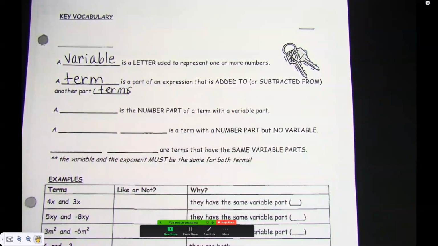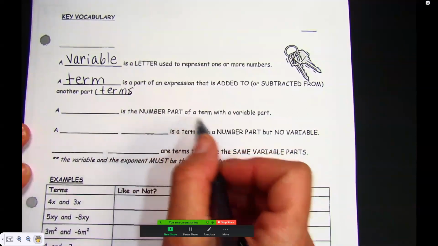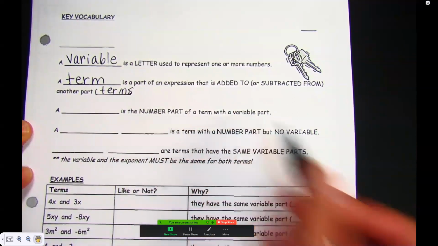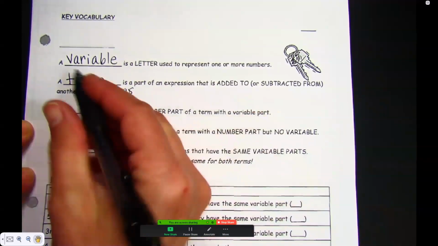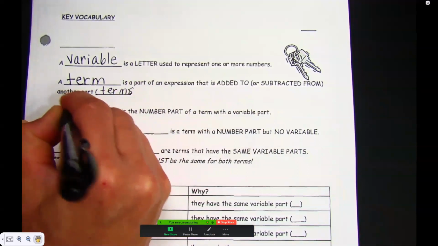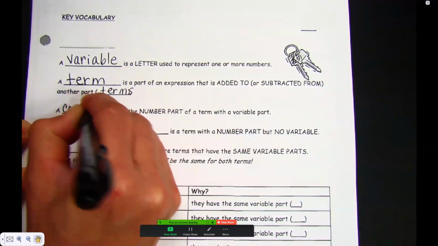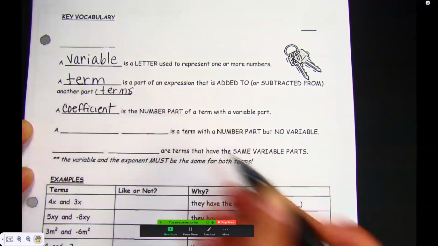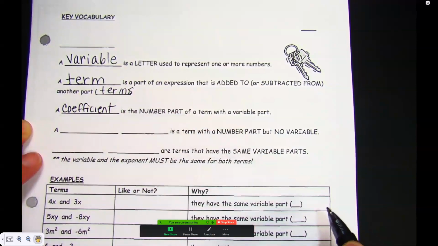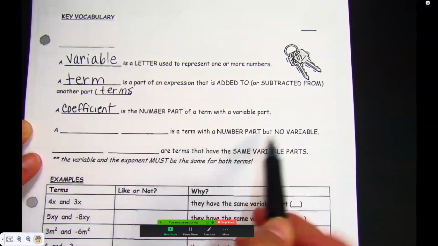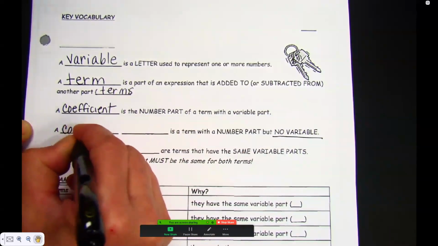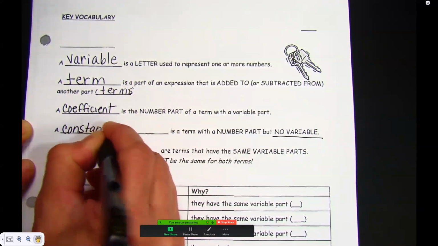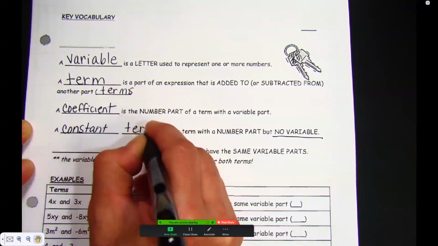Let's look at the next one. A blank is a number part of a term with a variable part. That is a coefficient. A blank is a term with a number part but no variable. That is a constant term, guys. Constant term.